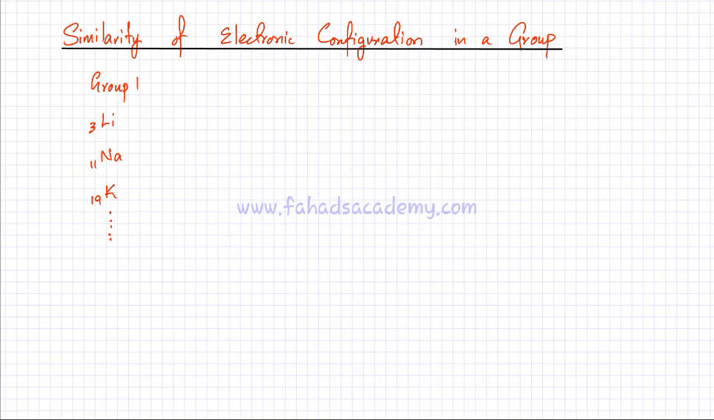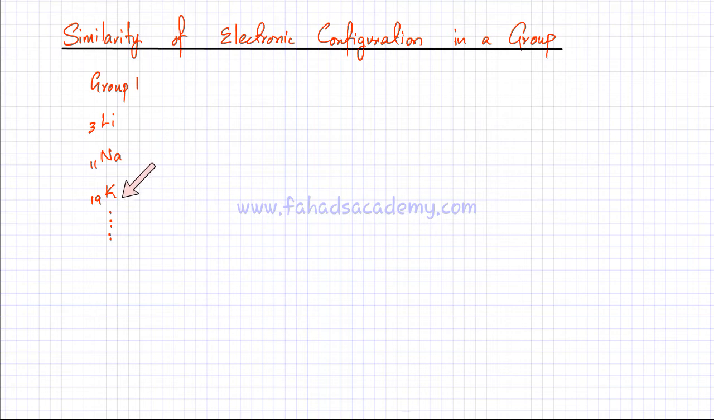In this video lecture, we're going to learn about the similarity of electronic configuration in a group. Now, in O levels, you've studied that in group 1, the outermost shell has 1 valence electron. In group 2, the outermost shell has 2 valence electrons, and so on and so forth. So, if an element is in group 6, its outermost shell is going to have 6 valence electrons. So, similarity exists. I've picked group 1 as an example, and group 1 has lithium, sodium, potassium.